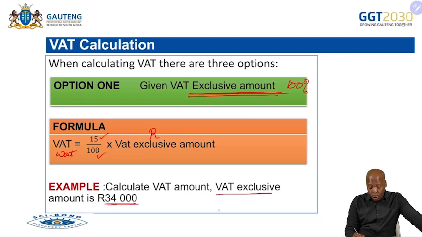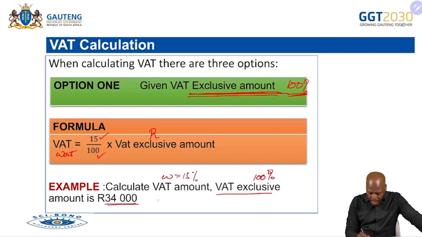Okay, so remember always what is it that you want. So here we want the VAT amount. This is what we want. All right, and we are given the VAT exclusive, and we agreed that VAT exclusive is 100%. So what I want, which is VAT, remember VAT is always 15%.